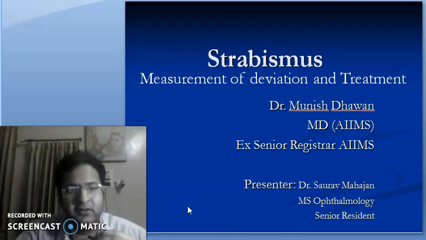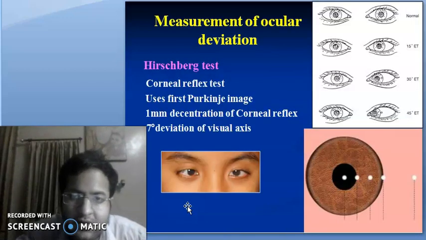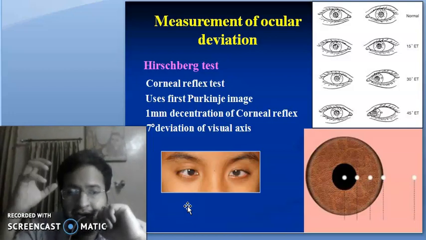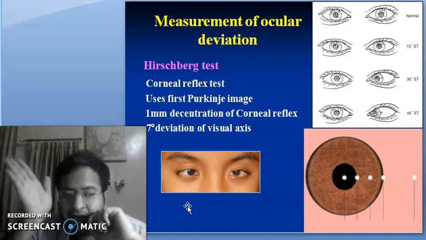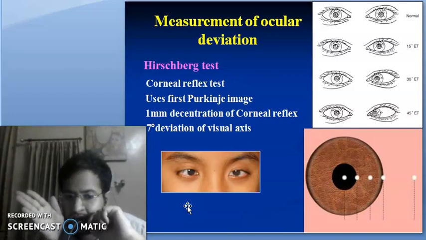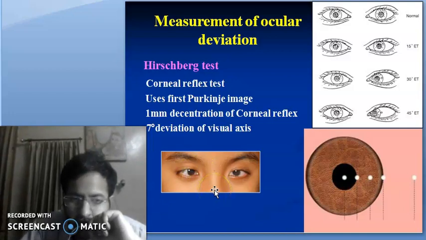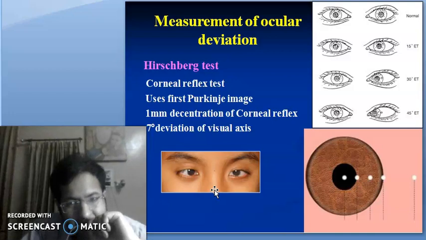Moving on with the examination of the strabismus. How do we measure the ocular deviation? That is, how much the eyeball has moved. What is the angle of the movement? How do we measure it? The first type of test which we do to measure the ocular deviation is the Hirschberg test. It is a corneal reflex test.